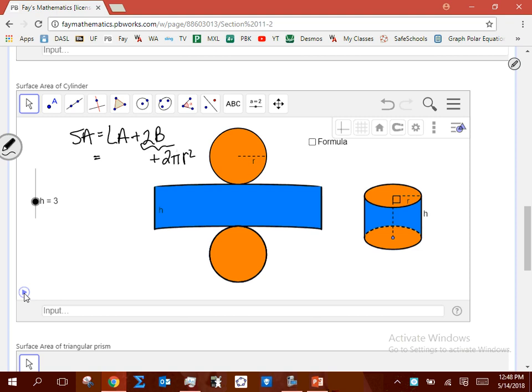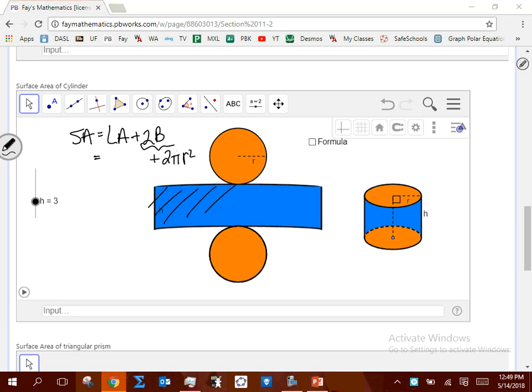That makes sense? So my lateral area is now a rectangle, just like it was for prisms. For prisms, it was a series of, maybe 5 or 6 or 7 rectangles. Now it's just one. But I've got to figure out, how do I find that area? Well, I know right now that distance is h. That's the altitude of the prism. But what would that distance be? The circumference of the circle. Okay? So lateral area is 2 pi r h.